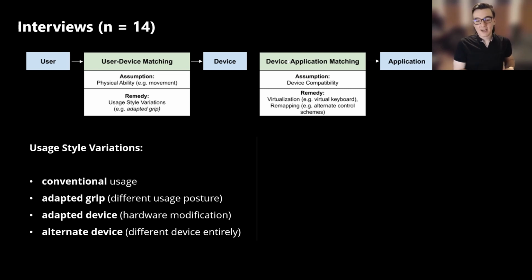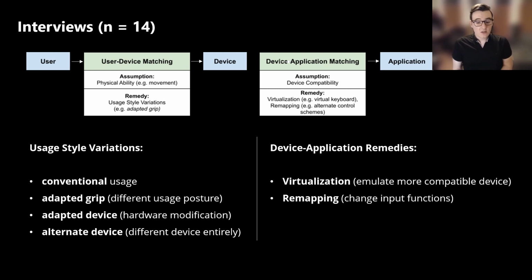And then remedying device application mismatches, people use two things: virtualization, which is emulating a more compatible device, so say using a software keyboard displayed on a screen, or remapping, which is changing input functionality entirely, so say tilting a joystick to the left to emulate left click.